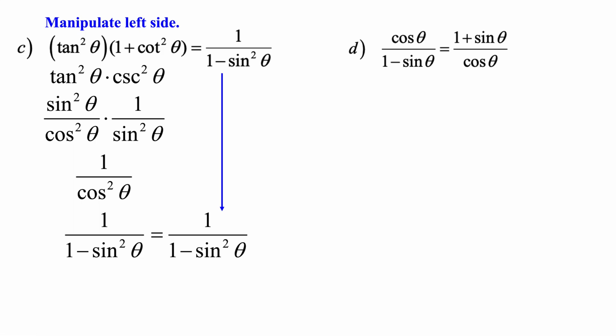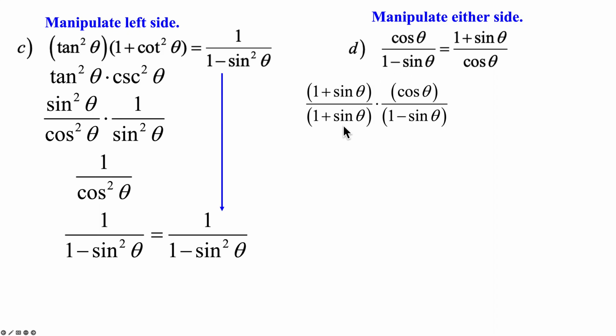Part D, it's really not going to matter which side you manipulate. They're both identical. So I'm going to approach it this way. I'm going to change the left side to make it look like the right side. So again, I have a 1 minus sine theta. What I need to think about is multiplying again by its conjugate, 1 plus sine theta, to the top and bottom. Now watch what happens here. I need a 1 plus sine theta in the numerator. Okay, there it is.